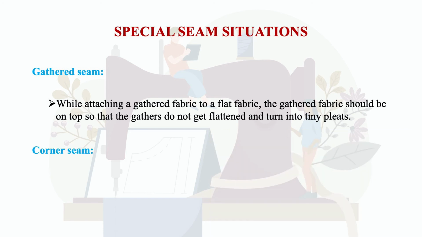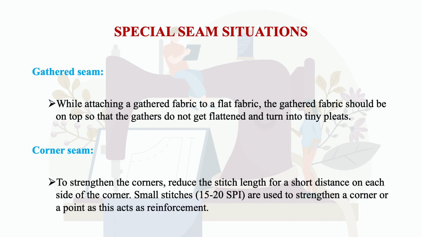The lower, plain, flat fabric should be on the lower side. Then the corner seam: when we are stitching a garment, at some point we have to stitch a corner of the fabric or garment. To strengthen the corner, reduce the stitch length for a short distance on each side of the corner. These small stitches strengthen a corner or point, and it gives a better finished corner.